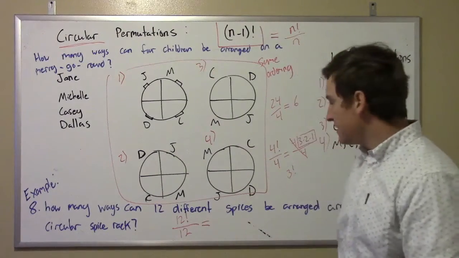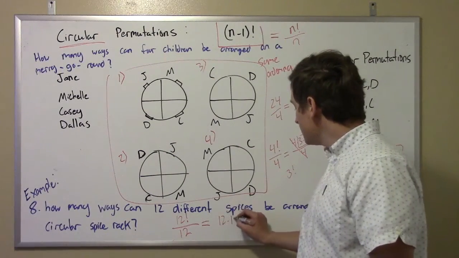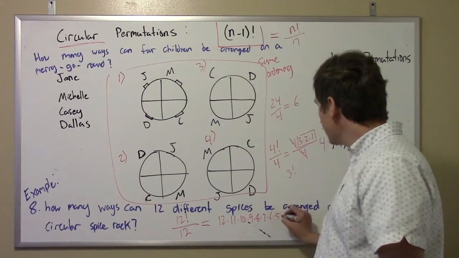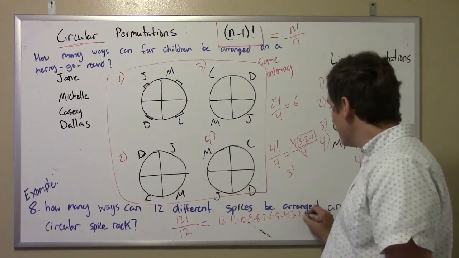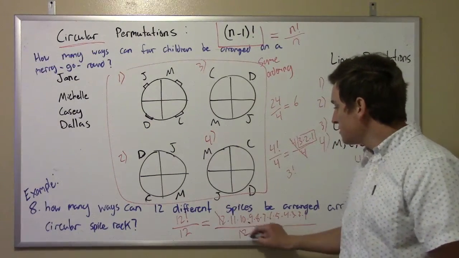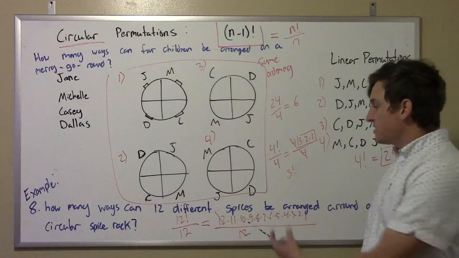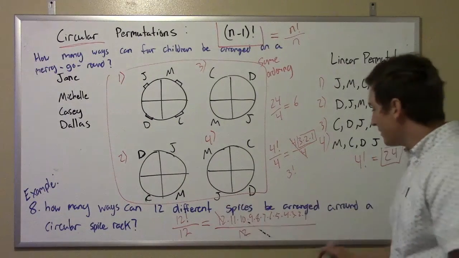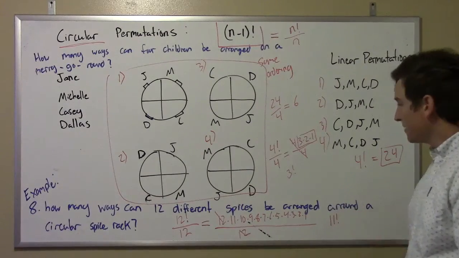Well, this is just the same thing as 12 times 11 times 10 times 9 times 8 times 7 times 6 times 5 times 4 times 3 times 2 times 1, right? 12 factorial over 12. Notice the 12s cancel. And so what happens in every case is you actually end up just getting one less than the number of objects you have, right? 11 factorial.